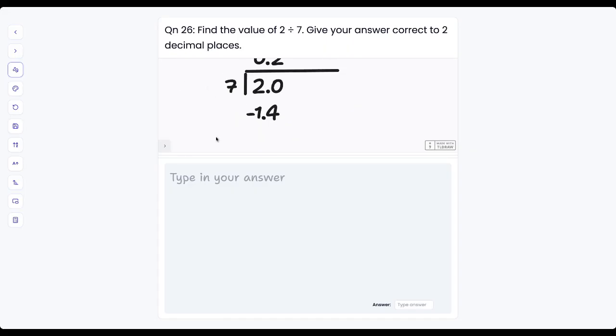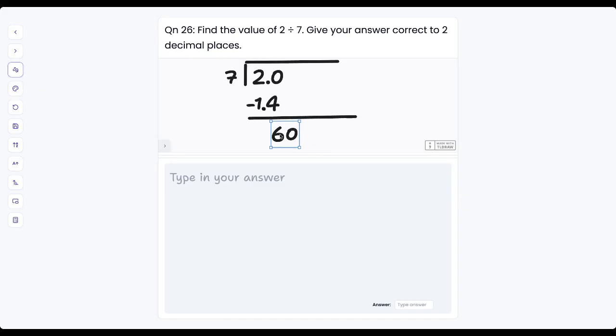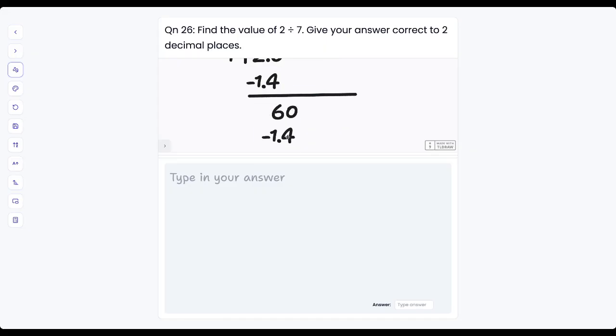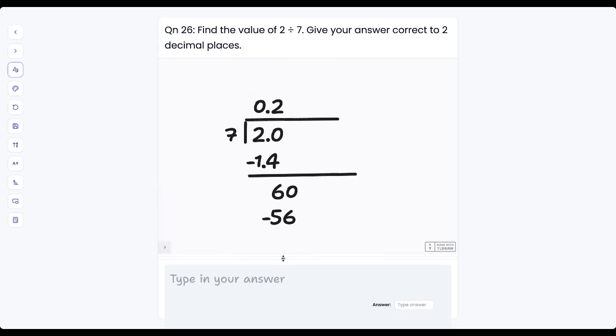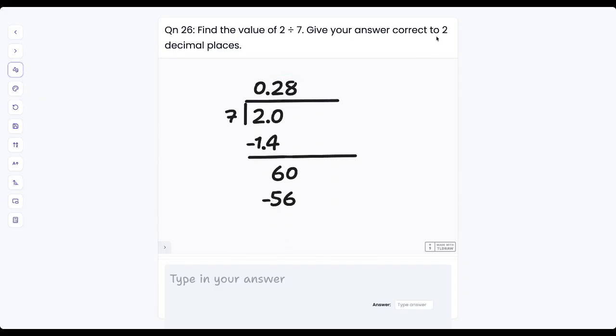Okay, so 1.4. Now this will be 6, right? Then we can put 0 as well. 60. So what is closest to 60 from 7? Should be minus 56. So this is minus 56. So what's 56? It's 8. Okay, put 8 over here. 0.28. Do we stop there?